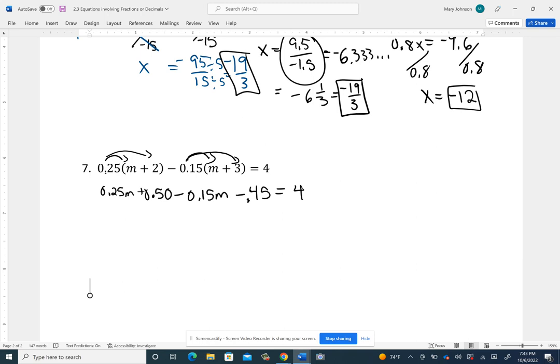Here, if I had cleared the fractions, it would take me multiplying through by 100. So my numbers would be really quite large. All right, so at this point, I'm going to combine my like terms. 0.25m minus 0.15m would be 0.10 or 0.1m. Okay. And then 0.5, take away 0.45 would be positive 0.05, and that would equal 4. All right. At this point, I would subtract.